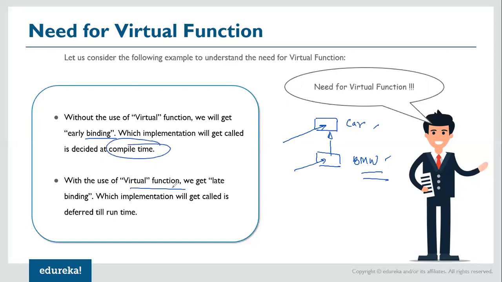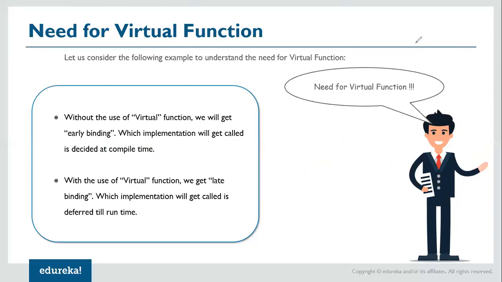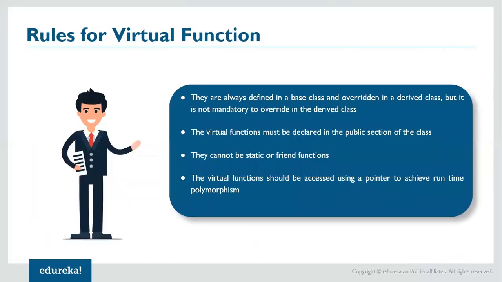Whereas if you make use of virtual function, we get late binding, where which implementation will get called is deferred till runtime. So whether you are going to call method from this or this will be determined at runtime. This concept is known as late binding, and this is a concept which is used for virtual functions. So let's move on to the next slide then.